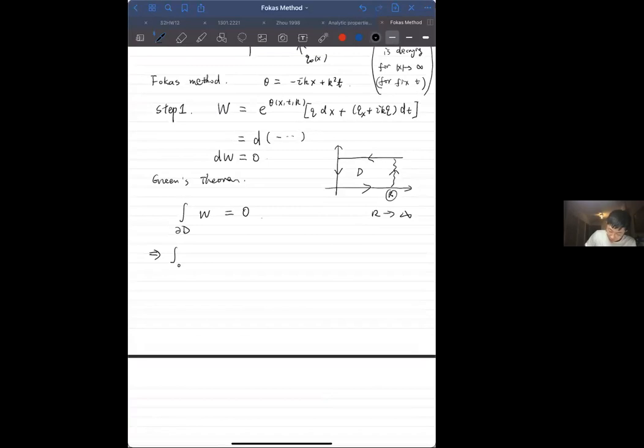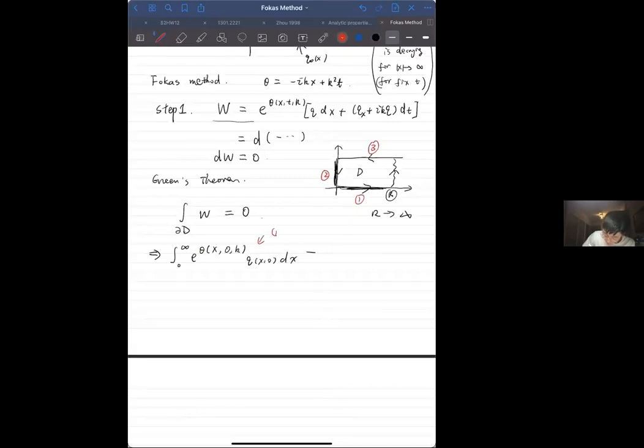So the first integral is this line, from 0 to infinity, of e to the theta. We have this one form, and in this line integral x is here and t is 0, with q(x,0) dx, and minus this one. So let's say this is 1, this is 2, this is 3.